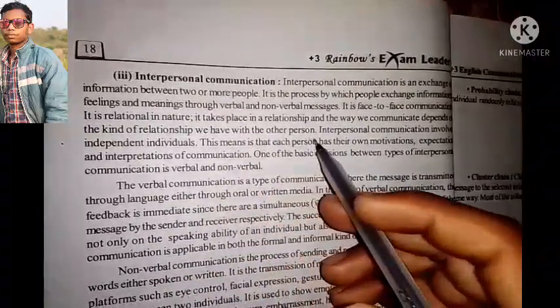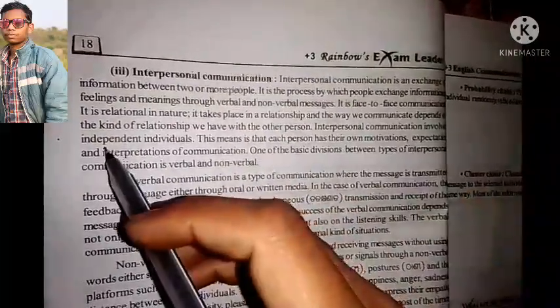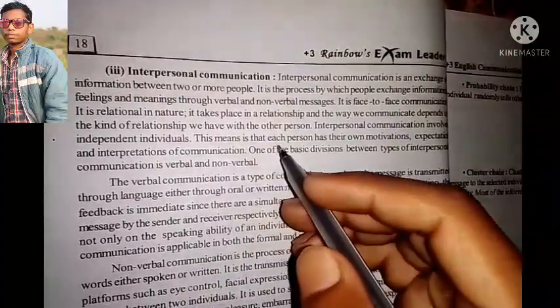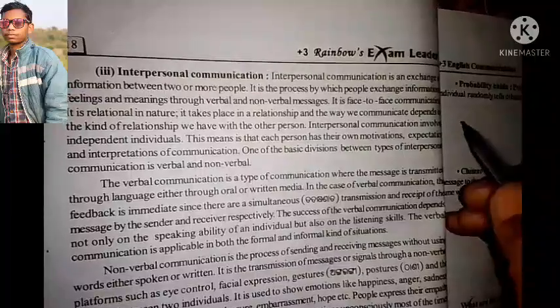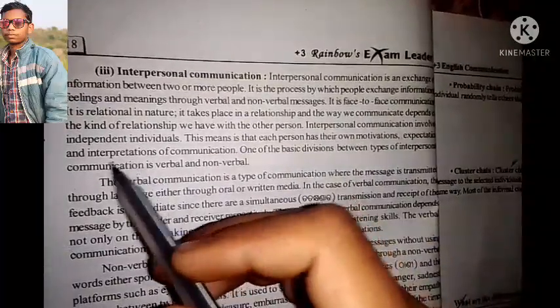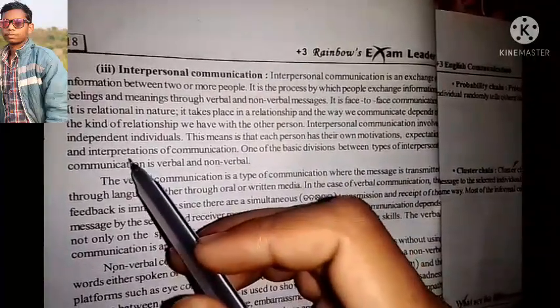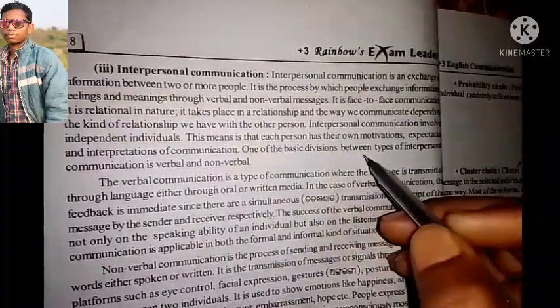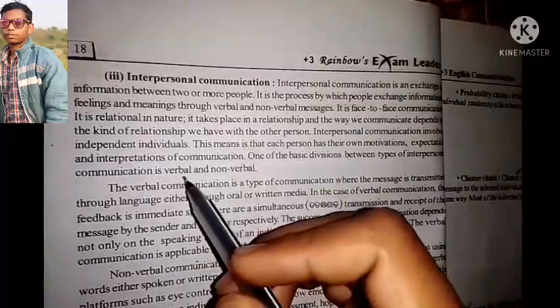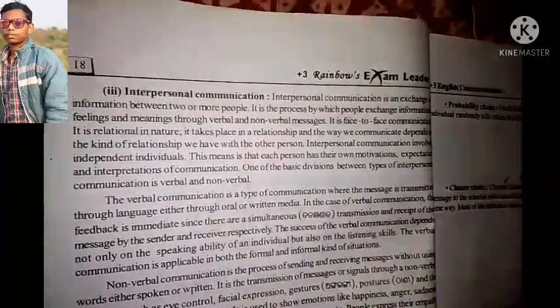with the other person. Interpersonal communication involves interdependent individuals. This means that a person has their own motivation, expectation, and interpretation of communication. One of the basic divisions between types of interpersonal communication is verbal and non-verbal.